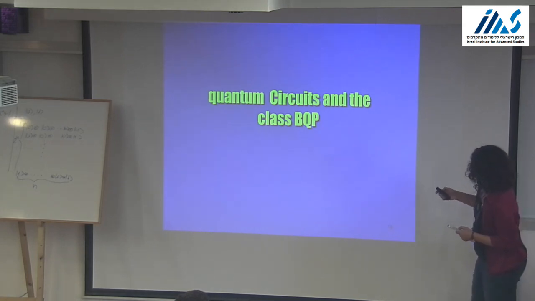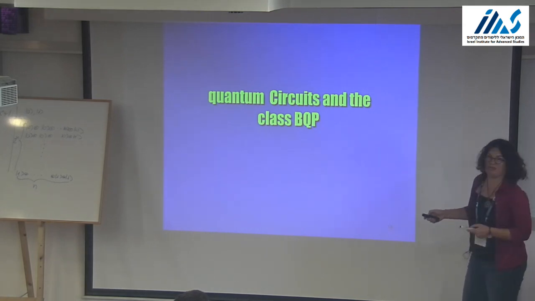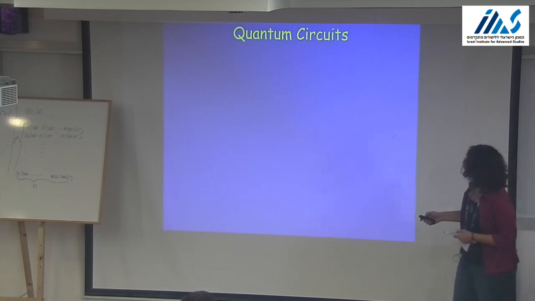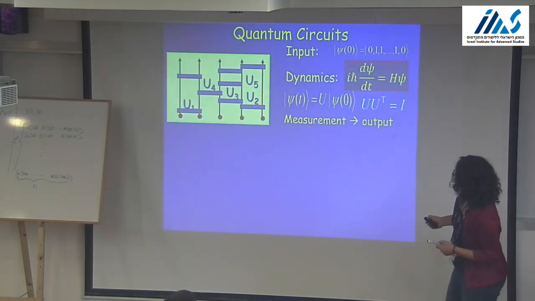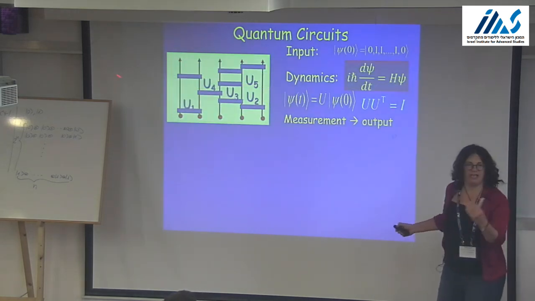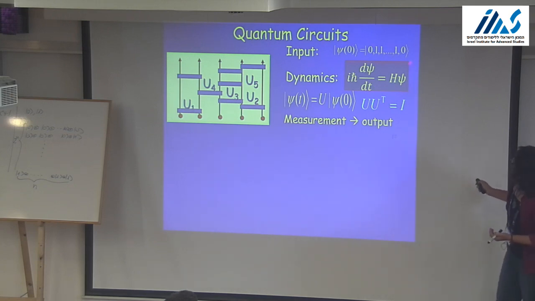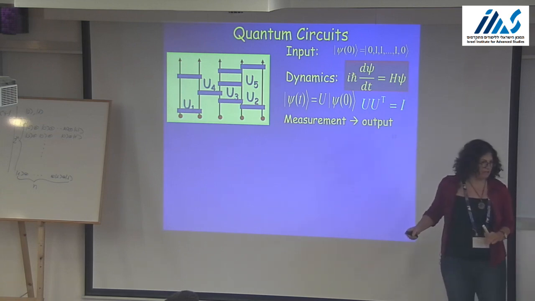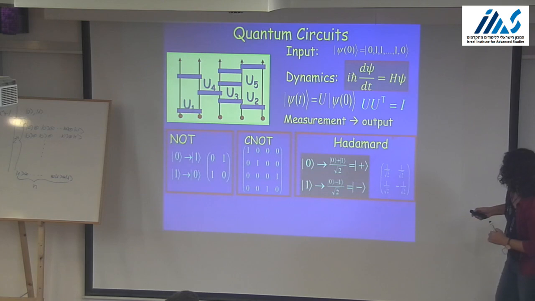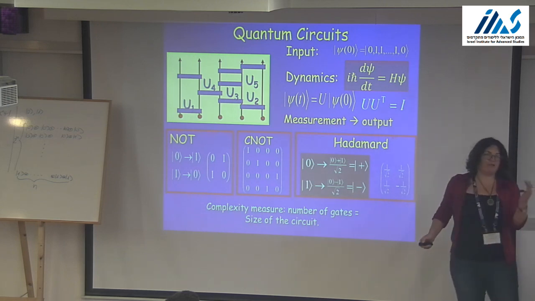What's a quantum circuit and what's the class BQP? That's bounded-error quantum polynomial time. So a quantum circuit is just a sequence of such gates acting on an input state. So we start with 0,0. We start with some computational basis state. We apply unitary gates. And then at the end, we measure some qubits which are designated as the output qubits. Here are possible gates that we can apply. And the complexity, meaning the size of the circuit, is the number of gates.